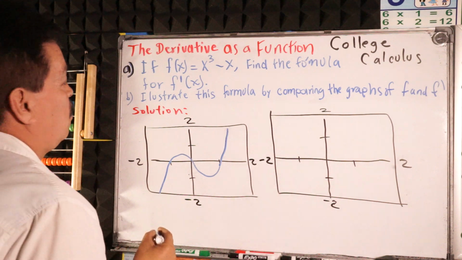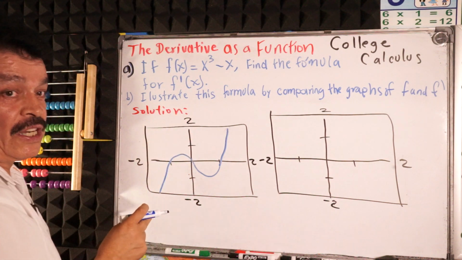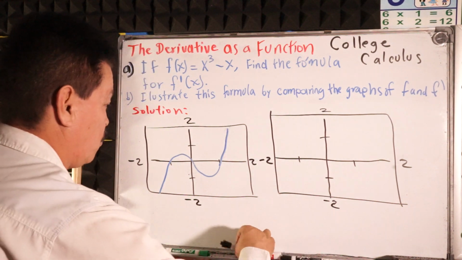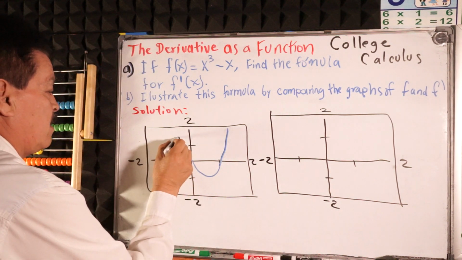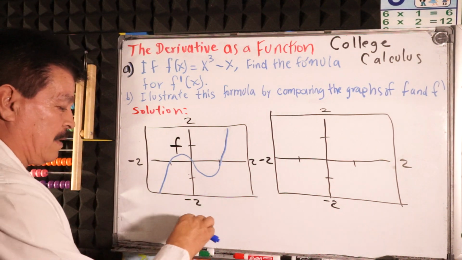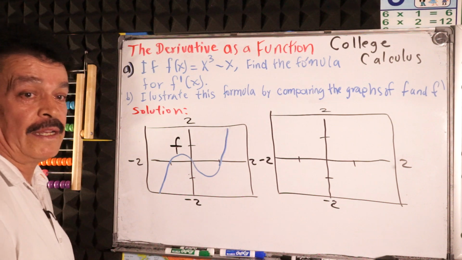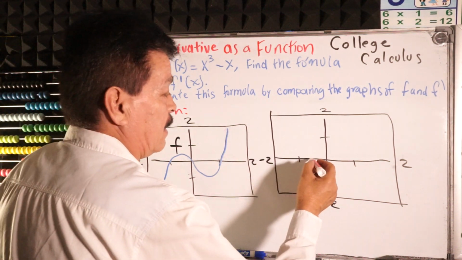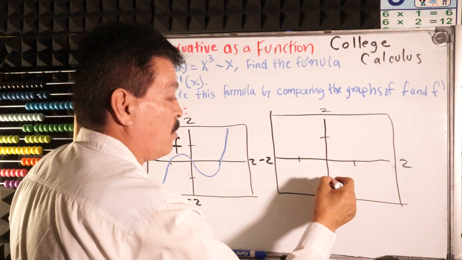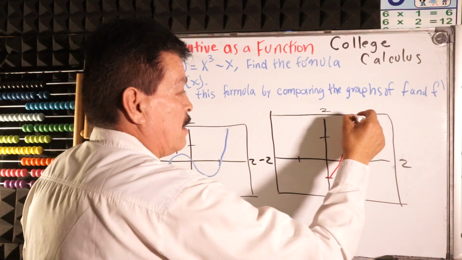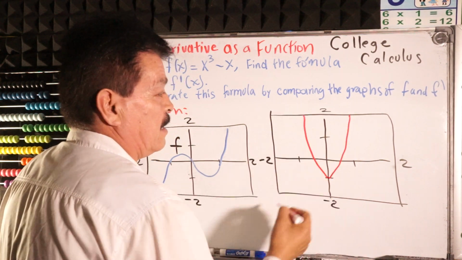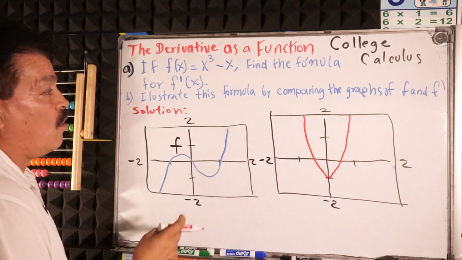So illustrated, here this is f. This is the first one, I mean the function. This is f. So what about the second one? Let's do the second one. The second graph is running like this. It's also starting at this point, all the way to here.